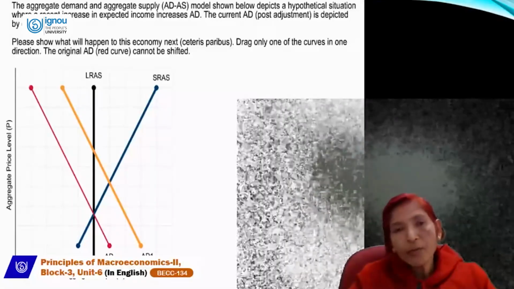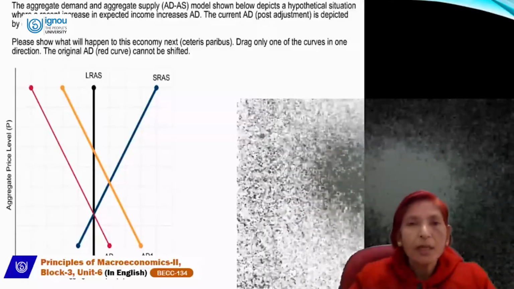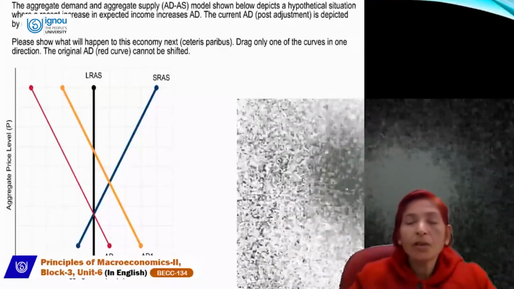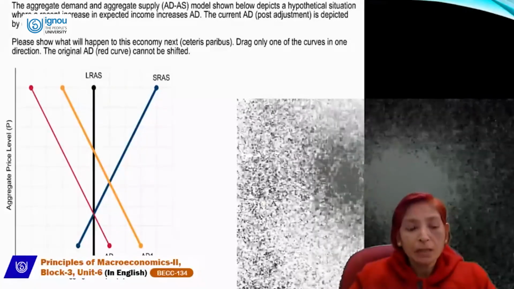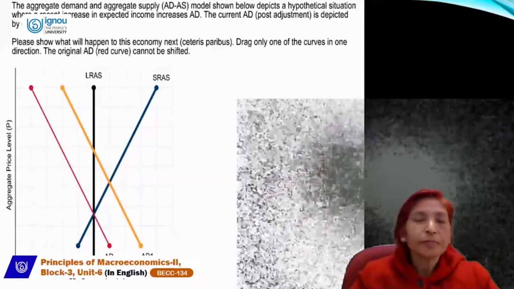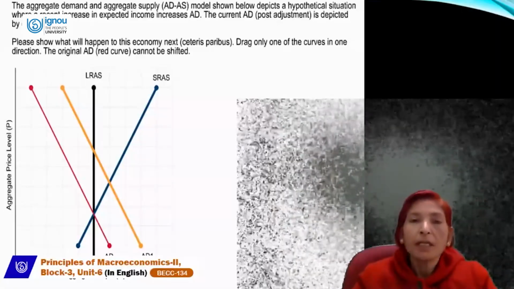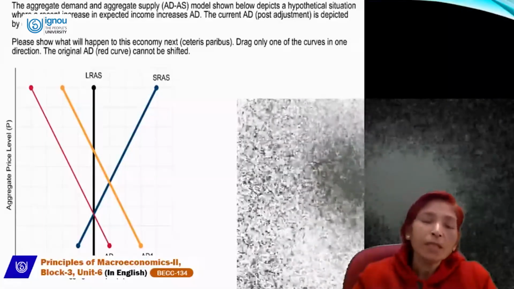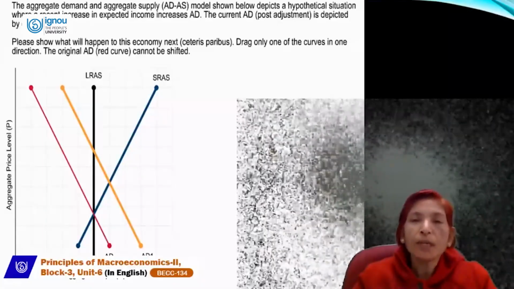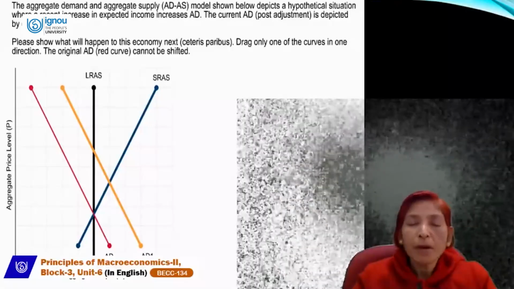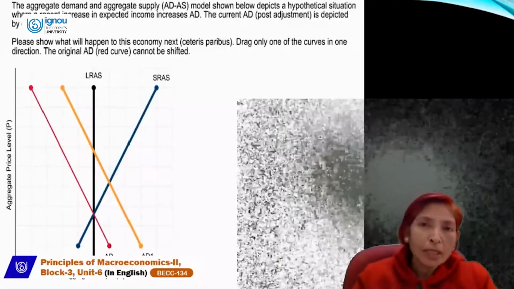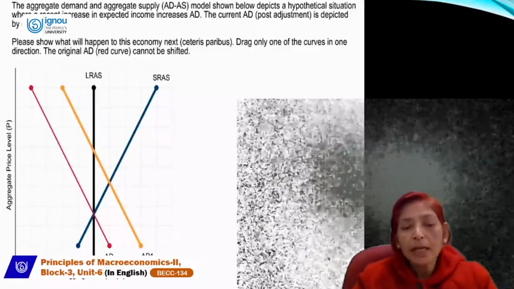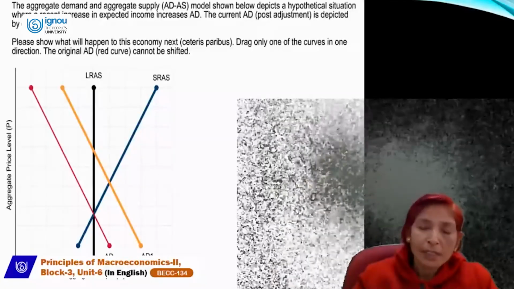And if RBI follows contractionary monetary policy, if RBI cuts credit creation or increases the CRR, cash reserve ratio, or bank rate and SLR, then money supply will decrease, and due to the decrease in money supply, the purchasing power of the country's people will also decrease because they have less money to buy. In this case, the AD curve will shift to the left hand side.